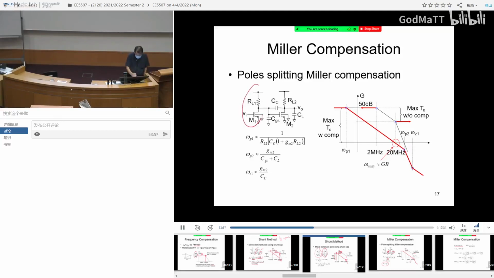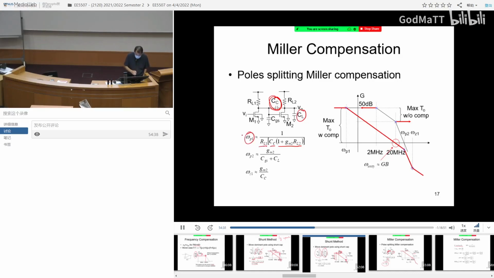So still two stage, but instead of having CGD, now I purposely introduce a compensation capacitor called CC in between the first stage output and the second stage output. Now, if we calculate, the dominant pole is no longer CL. The dominant pole is actually due to the Miller effect of this CC. So you can see CC multiplied by the amplifier gain of the second stage, so the capacitor becomes very large, and then you multiply by the first stage output resistance. So this becomes your dominant pole.